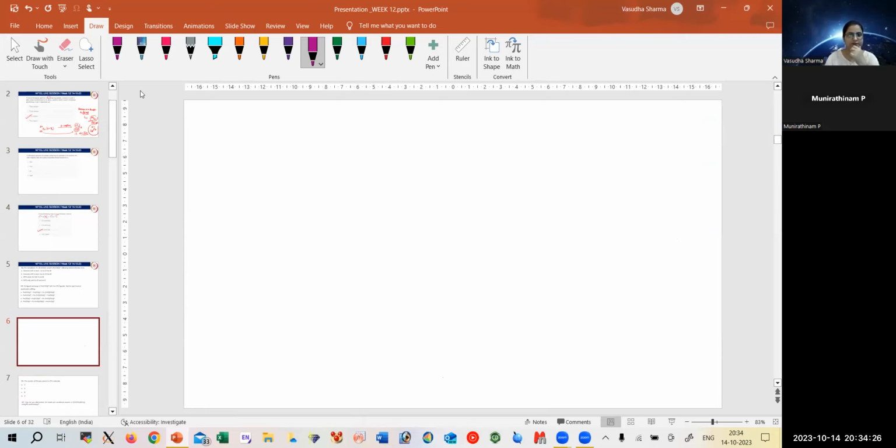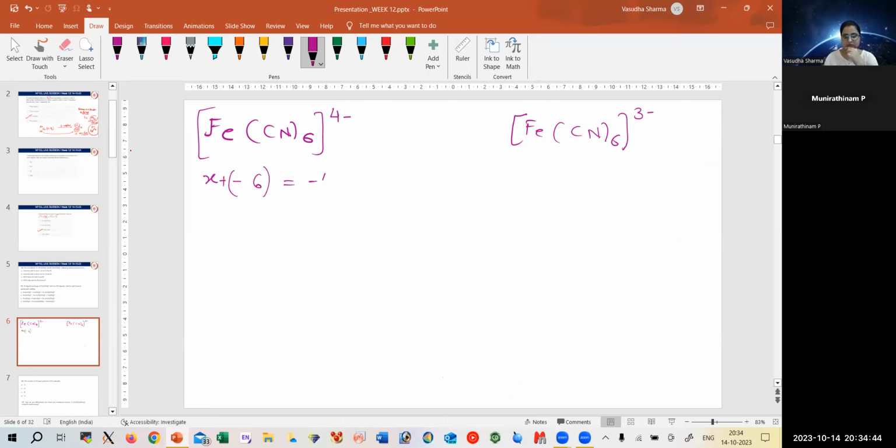So we have iron CN6 4 negative and iron CN6 3 negative. So here it is X minus 6 equals minus 4, X is equal to plus 2. Here X minus 6, outside charge is minus 3, X is equal to plus 3. That means iron is existing as plus 2 oxidation state.